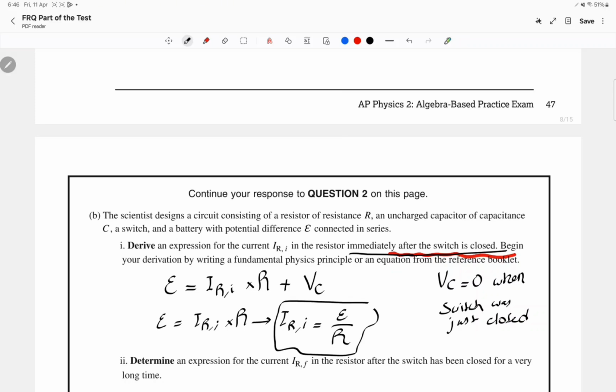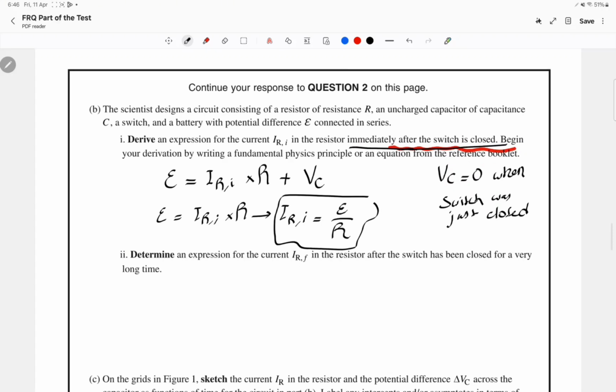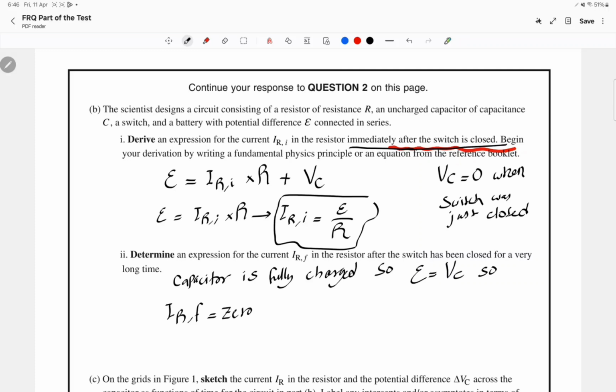That's for part i. For part ii, determine an expression for the current I_R in the resistor after the switch has been closed for a very long time. Now, if the switch has been closed for a very long time, the capacitor is fully charged. So EMF is equal to the voltage of the capacitor, so the I_R is going to be 0.